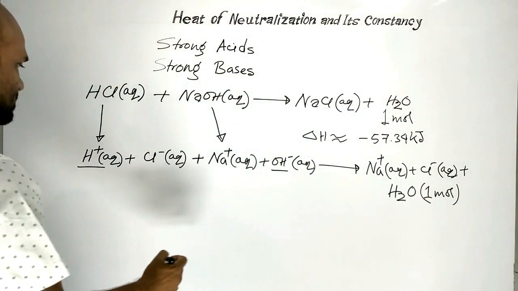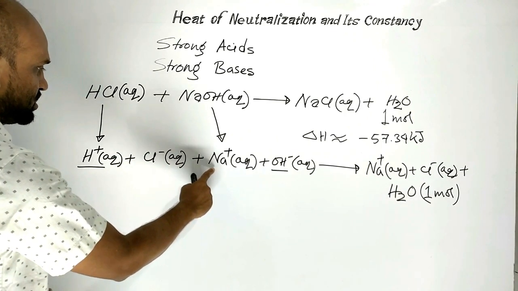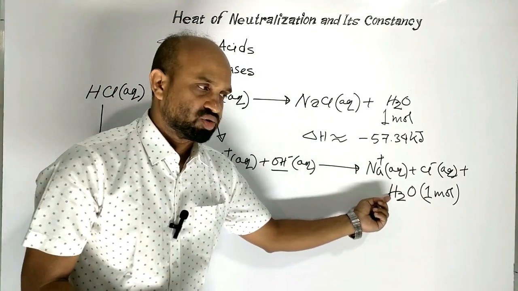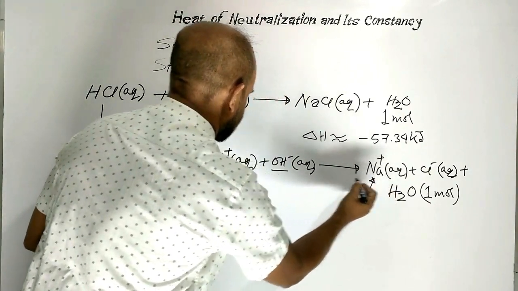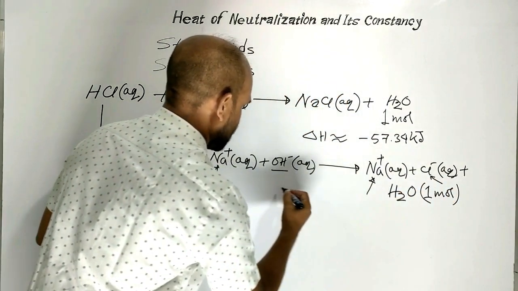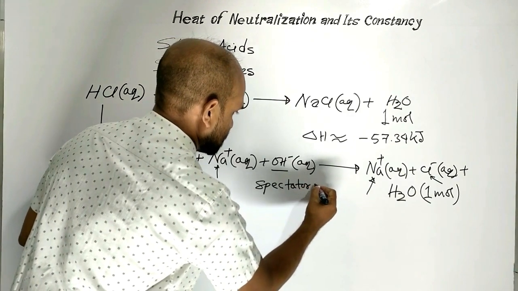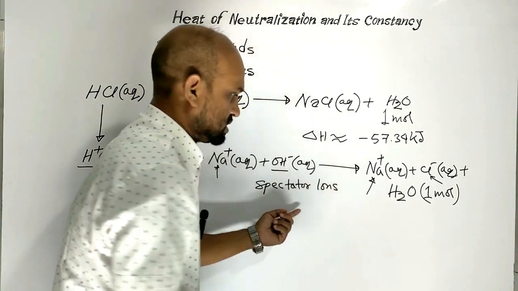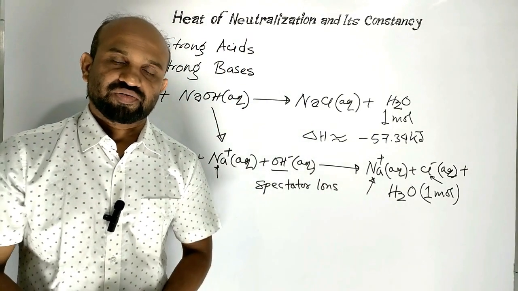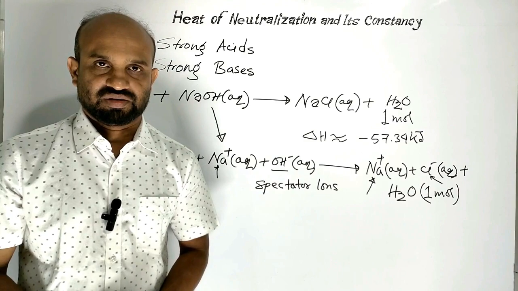In this reaction, we see that chloride ion and sodium ion remain the same before and after the reaction. That is why these ions are called spectator ions. Spectator ions are the ions that remain the same before and after the chemical reaction.